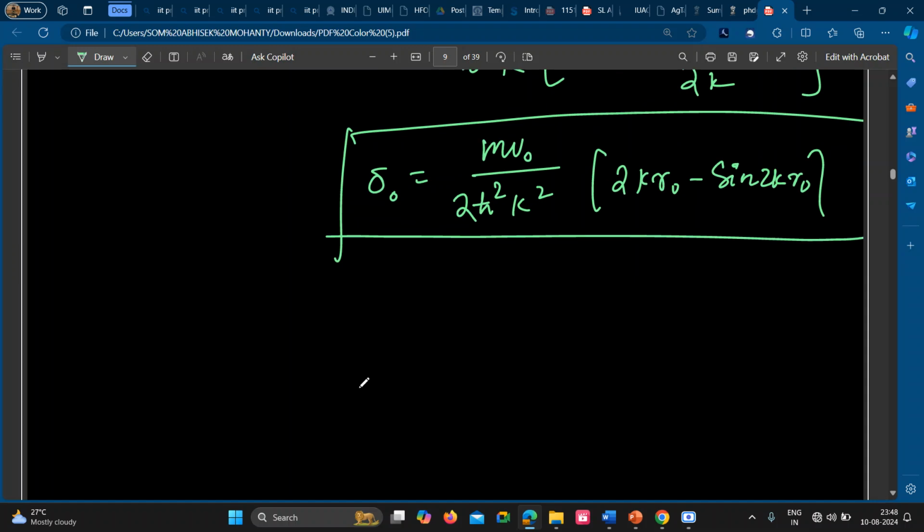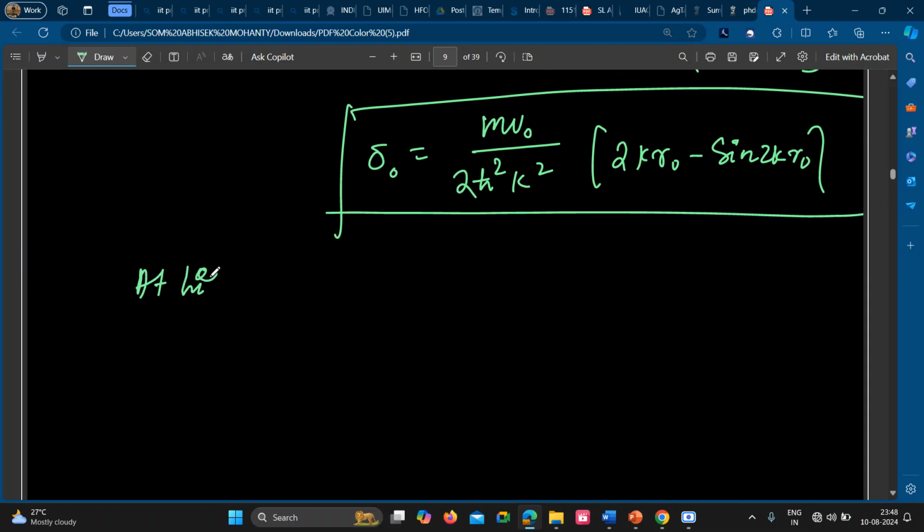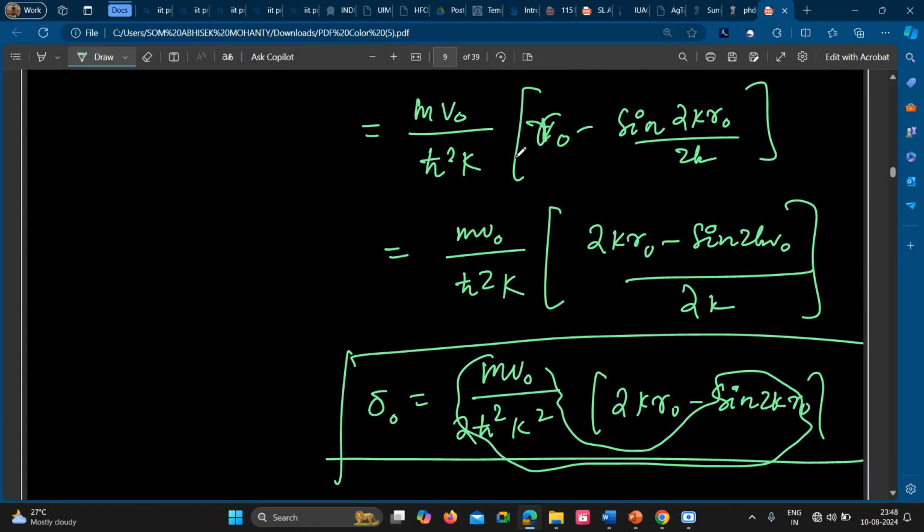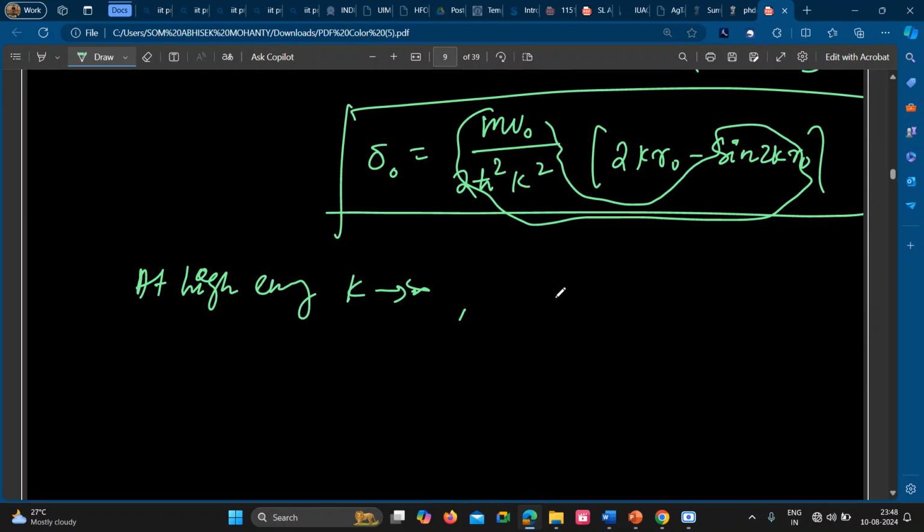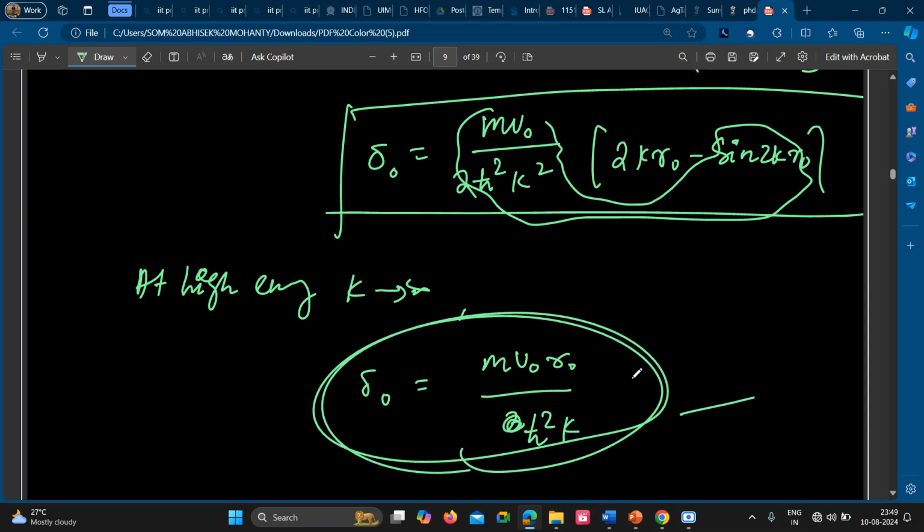At high energies, k tends to infinity. So what happens is this term becomes 0, and we will get the final expression delta naught is equal to m V naught r naught divided by h cut square k, the one that is in the question. So this will be the expression we arrive at.